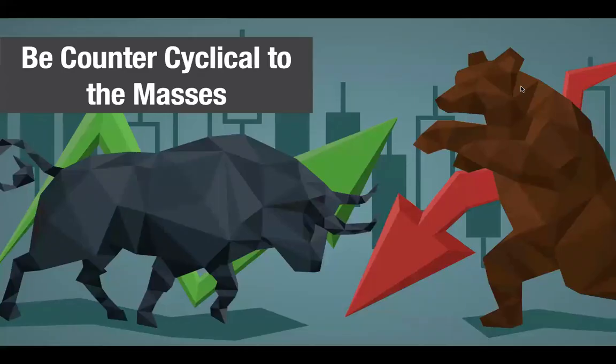And I shared this in a previous module as well. We need to be counter-cyclical to what the masses are doing. Okay, like I shared before in the previous module, we need to be buying when there's blood on the streets. We need to be buying when prices are down. When everyone else is selling, that's when we need to be buying, right? And the alternative to that is when everyone else is buying at the top, that's when we need to be taking our profits.